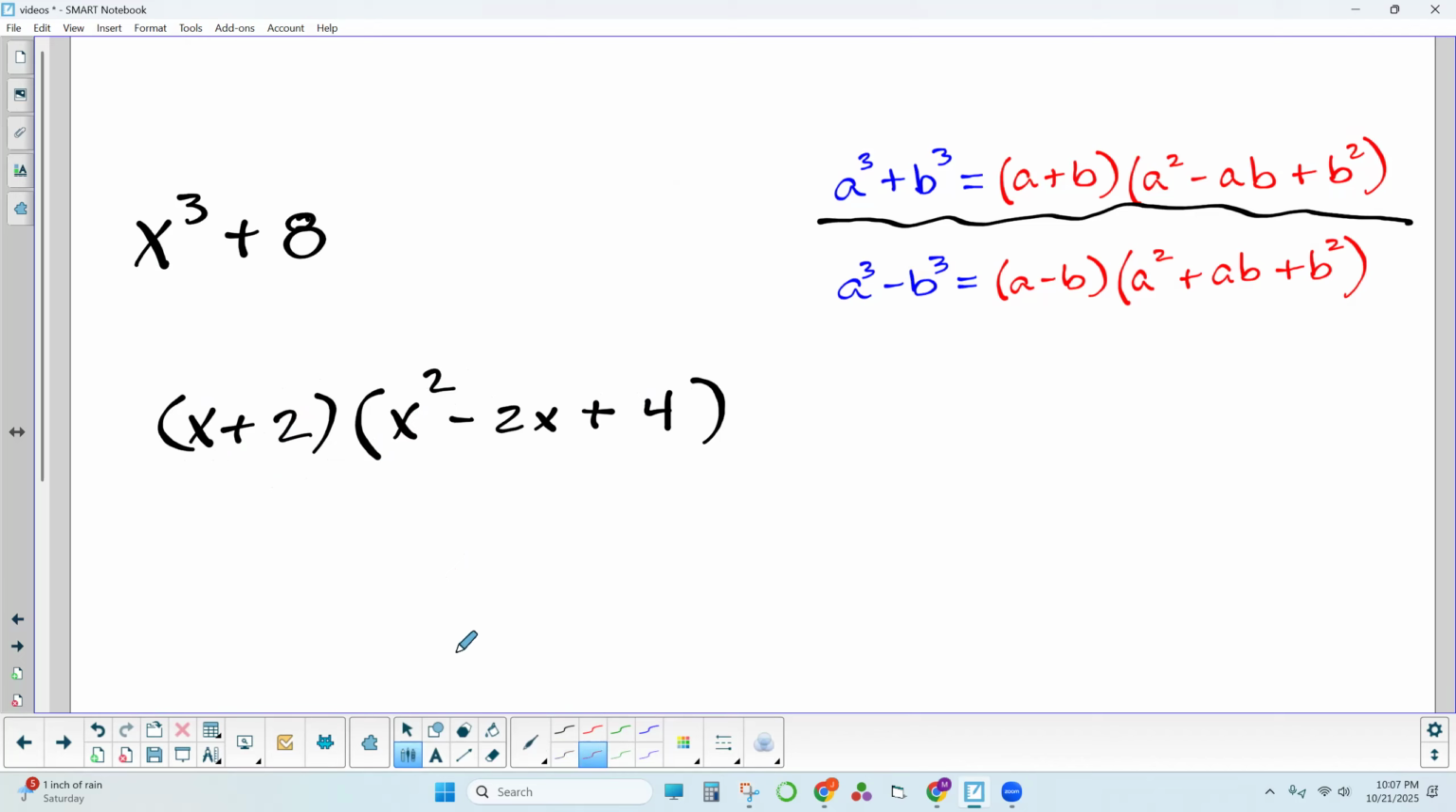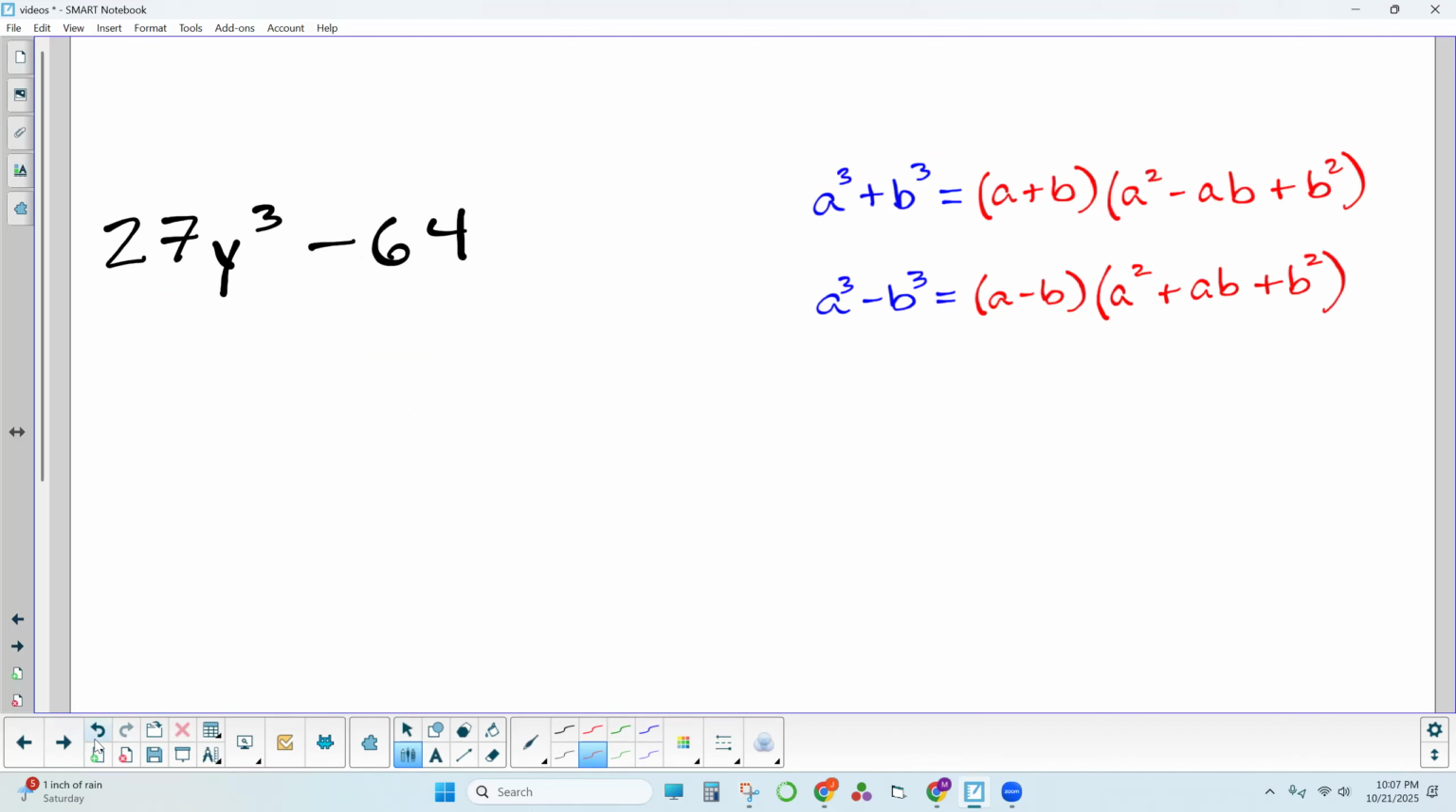Now, we could check this by multiplying these together. That would be first times first, first times middle, first times last, second times first, second times middle, second times last. And this, if you multiply correctly, will give you the product x cubed plus 8. Okay, let's try another one.